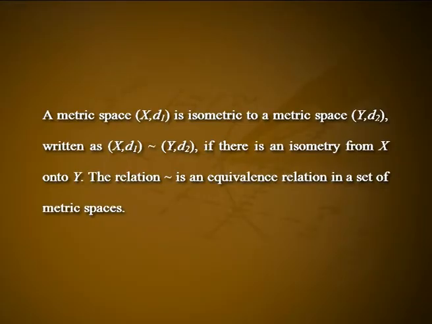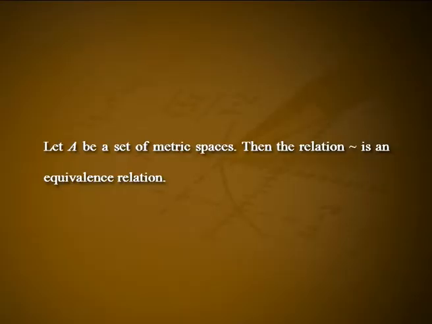A metric space (X, d1) is isometric to a metric space (Y, d2), written as (X, d1) is isomorphic to (Y, d2), if there is an isometry from X onto Y. The isometric relation is an equivalence relation in a set of metric spaces. Theorem: let A be a set of metric spaces, then the isometric relation is an equivalence relation.